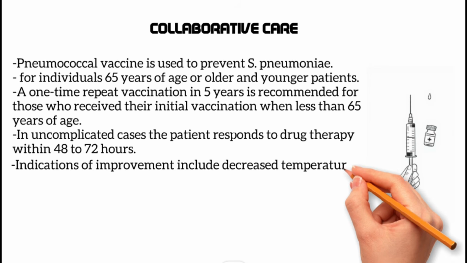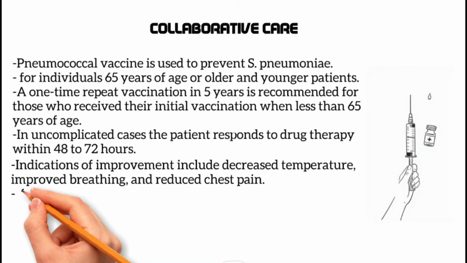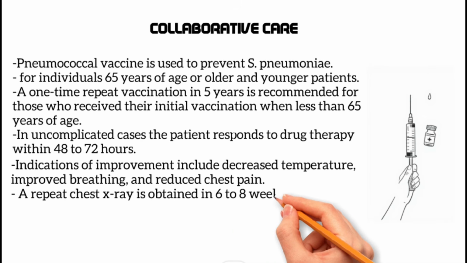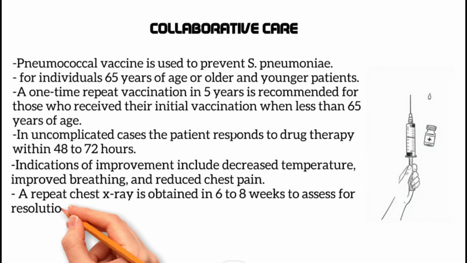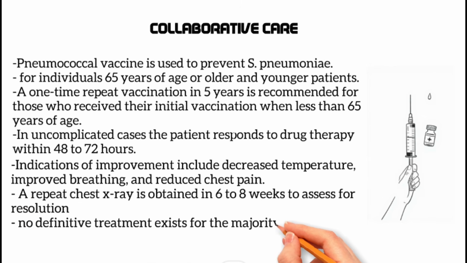Indications of improvement include decreased temperature, improved breathing, and reduced chest pain. Abnormal physical findings can last more than 7 days. A repeat chest X-ray is obtained in 6 to 8 weeks to assess for resolution. No definitive treatment exists for the majority of viral pneumonias. Care is generally supportive.